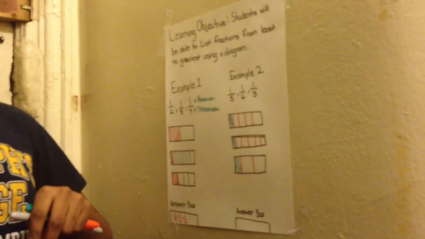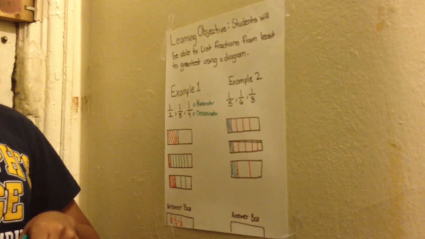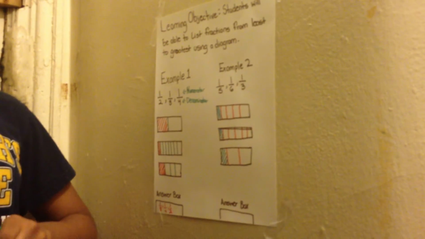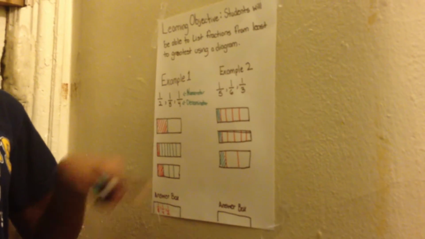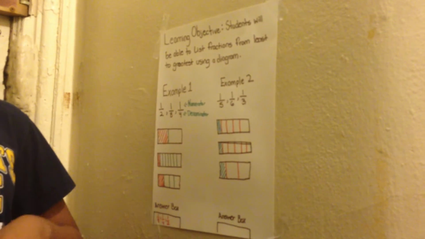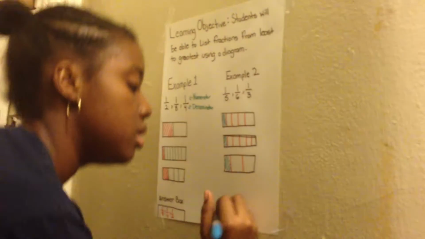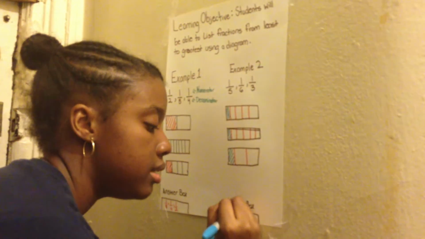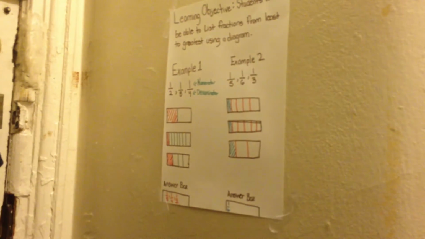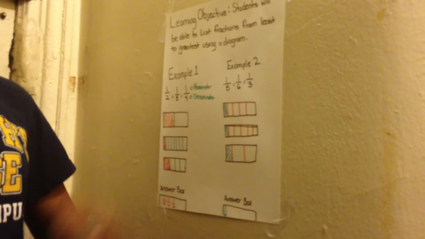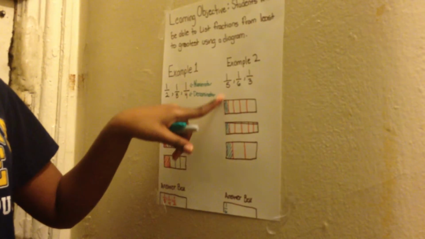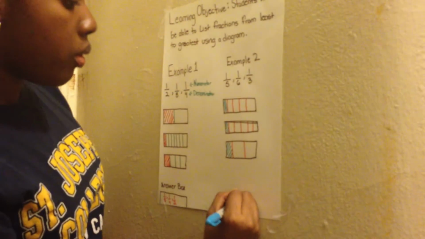All right. So which one is the least fraction? Which one is least? 1/5, 1/6, or 1/3? 1/6. Okay, good. Very nice. 1/6. And for the next one, is it 1/5 or 1/3?